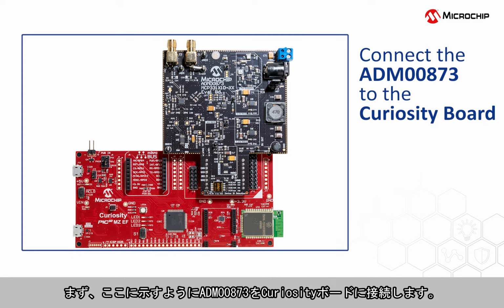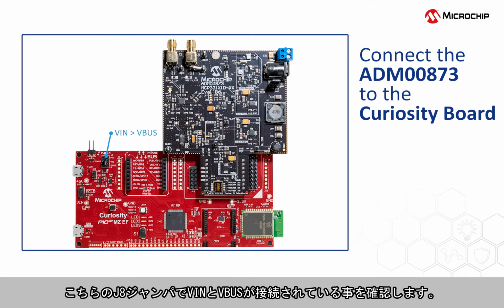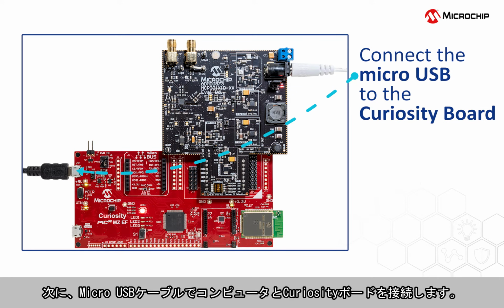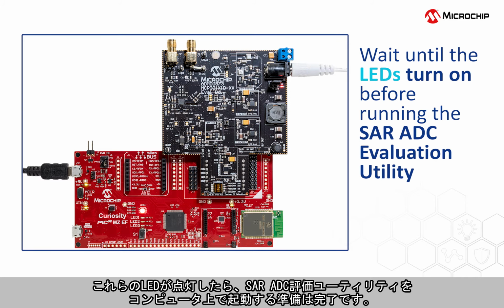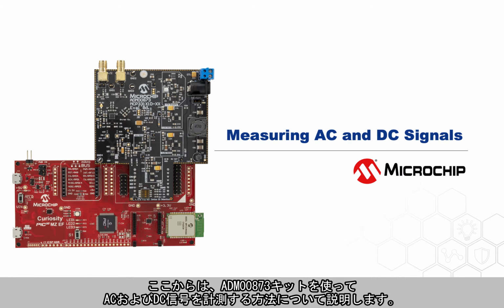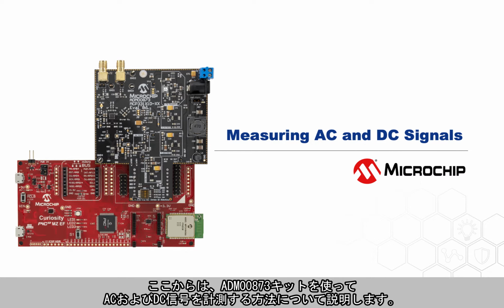To begin, connect the ADM00873 to the Curiosity board as seen here. Make sure that the J8 jumper here is connecting VIN to VBus. Next, connect the micro USB cable from your computer to the Curiosity board. Then connect the 9-volt power supply to the ADM00873. Once these LEDs turn on, you're all set to launch the SAR ADC evaluation utility on your computer. I will now show you how to use the ADM00873 kit to measure AC and DC signals.